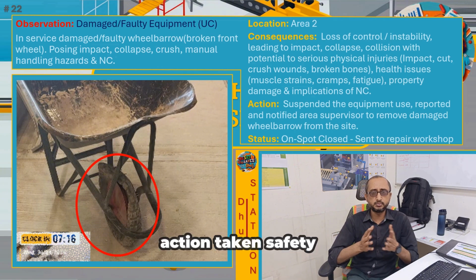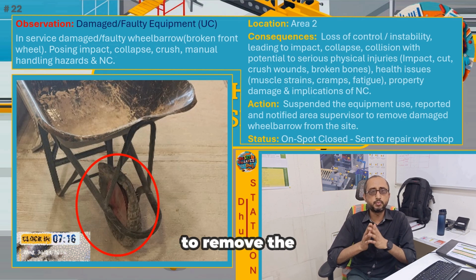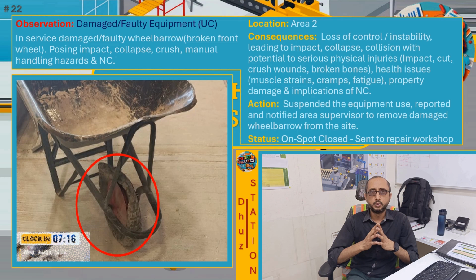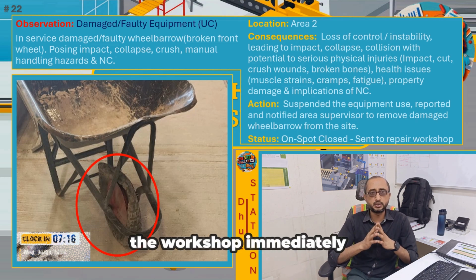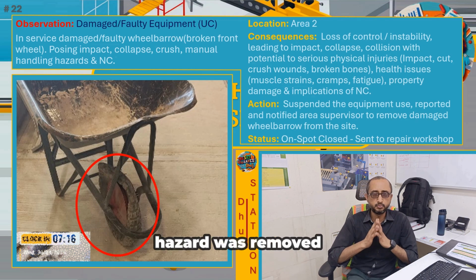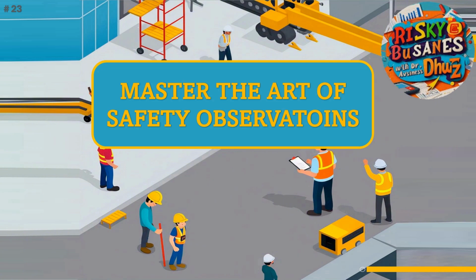Action taken: the safety team suspended the use of the equipment, reported the issue, and notified the area supervisor to remove the equipment from the site immediately. They responded promptly and sent the equipment to the workshop immediately. So the immediate hazard was removed and the status of this observation is closed.